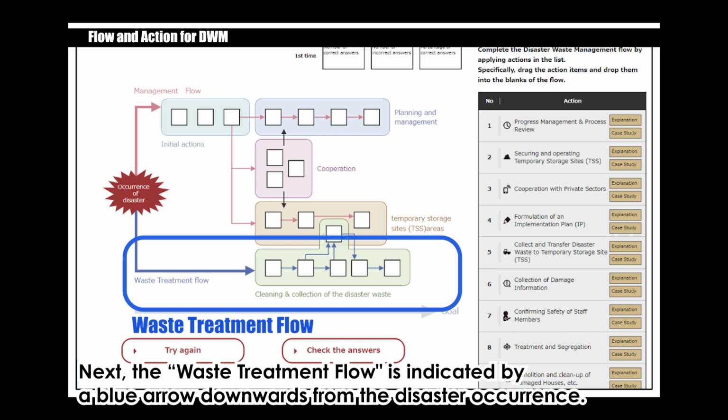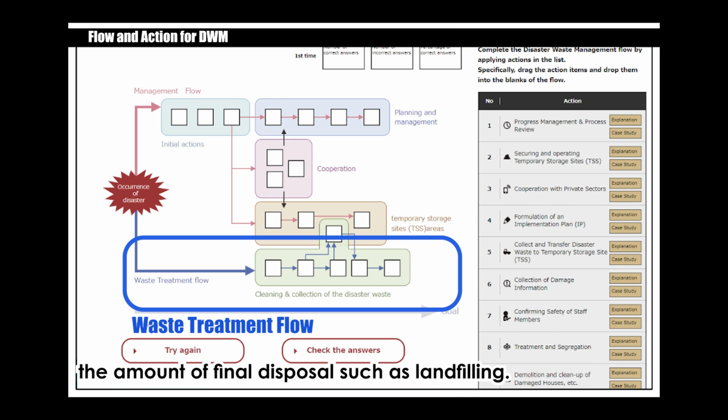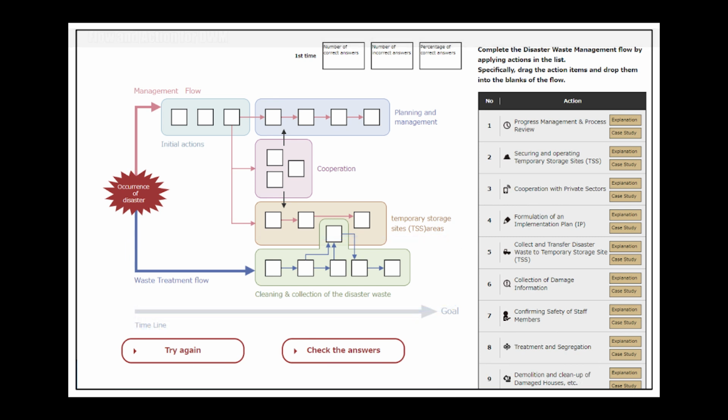Next, the waste treatment flow is indicated by a blue arrow downwards from the disaster occurrence. It is important to reuse and recycle waste generated by disasters as much as possible to reduce the amount of final disposal, such as landfilling.